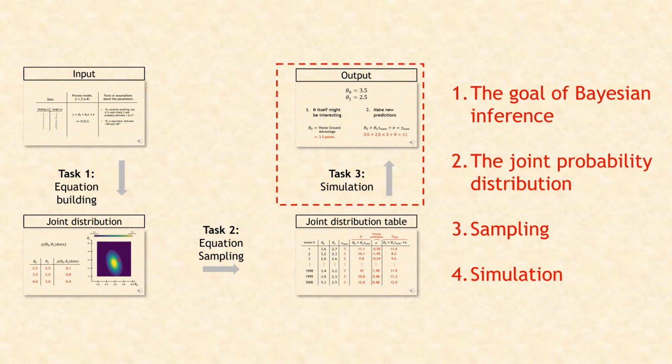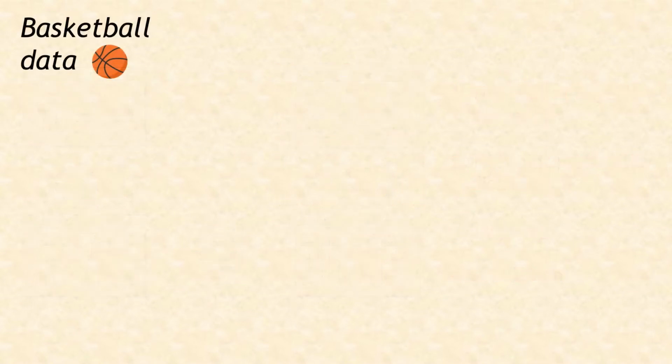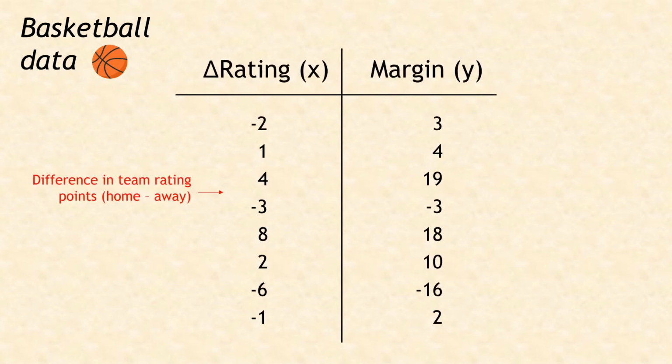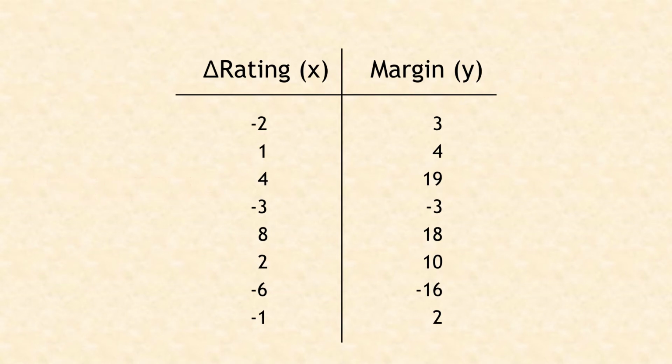Throughout the video, we'll be using data recorded from 8 random basketball matches, each row being a different match. The input data X is the difference in the team rating between the home and the away team before the game started. The more positive the difference, the better the home team was than the away team. The output Y is the final margin, which is the difference in points scored by the home and away team. Positive margin means the home team won, and a negative margin means the away team won. Plotting the data as a scatter plot looks like this.